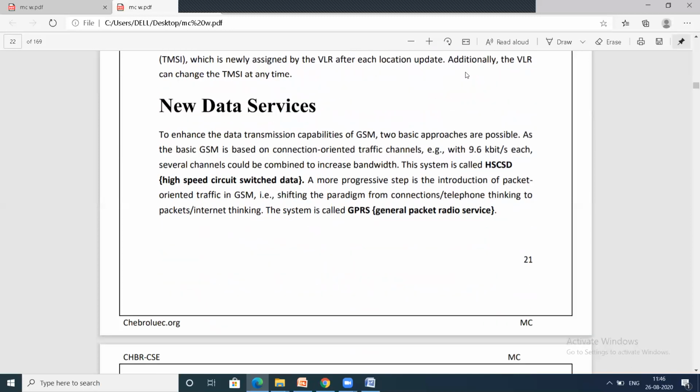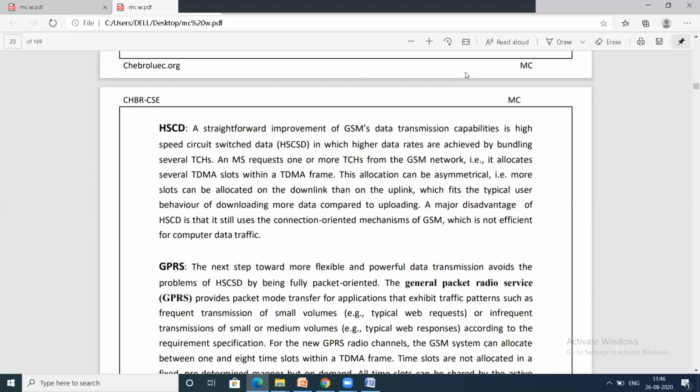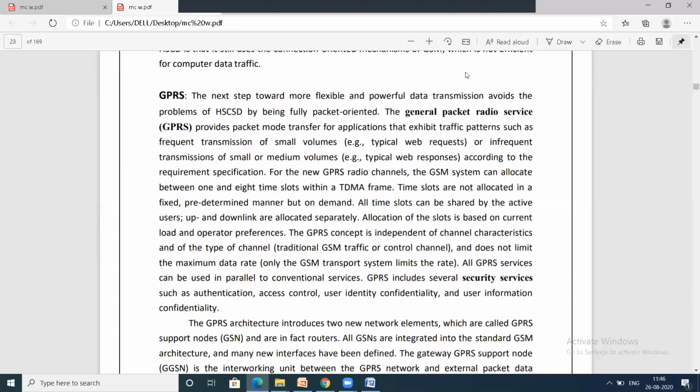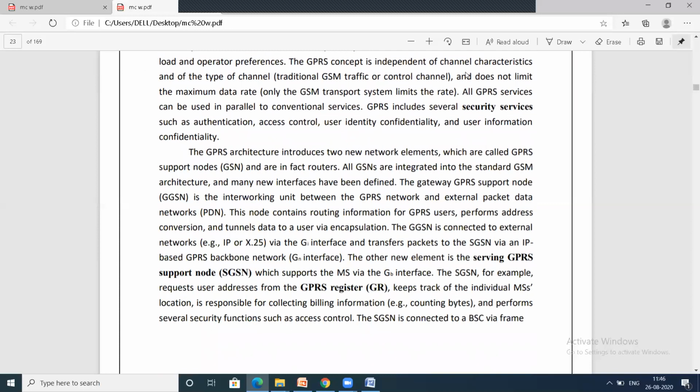Later, we discussed new data services. We discussed HSCSD, that is high-speed circuit switched data, and what the disadvantages of high-speed circuit switched data are. And now we move to GPRS, the new data service, general packet radio service. We discussed several functionalities and advantages, and also several security services such as authentication, access control, user identity, confidentiality, and everything.